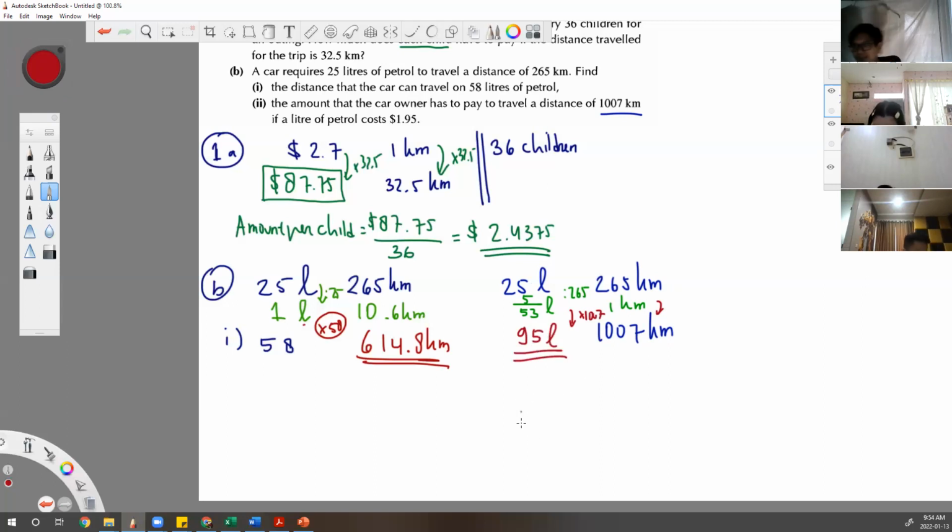But the question is asking you for the payment. So the price or the cost of the petrol. Okay, the cost of petrol is 95 times 1.95 for each dollar. 95 times 1.95. The answer will be $185.25. Oh, it's so costly, so expensive.